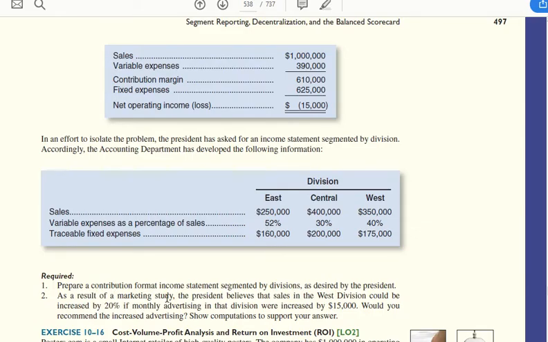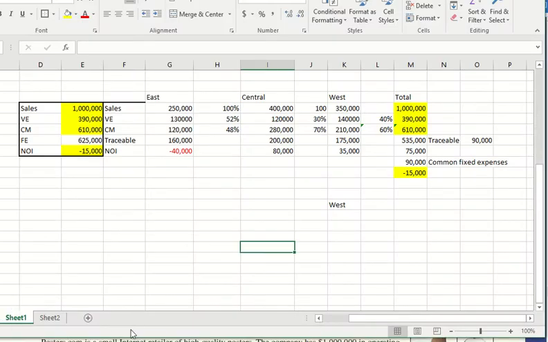Number 2, as a result of a marketing study, the President believes West Division sales could be increased by 20% if monthly advertising in the division were increased by $15,000. Okay, let's see how that plays out. What would you do with this plan if you were to meet your sales expectation? So he's talking about West. Let's pull these numbers down here and play with them a little bit for our West Division.